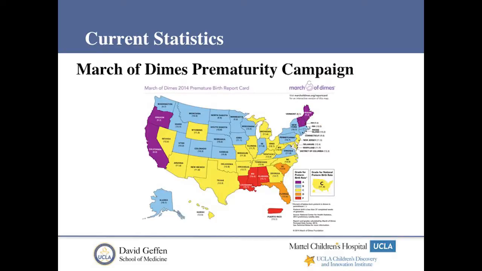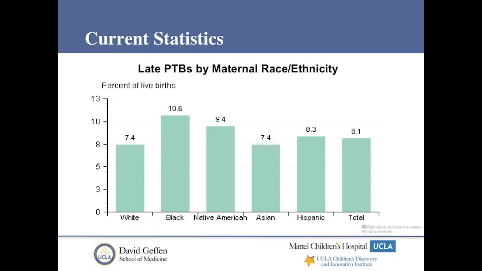When you look at the 2014 report card, California is in purple. You get an A. So California has actually already met that 9.6% goal set by the March of Dimes. So we're doing well. We're getting our preterm birth rates down. But it's not that clean.